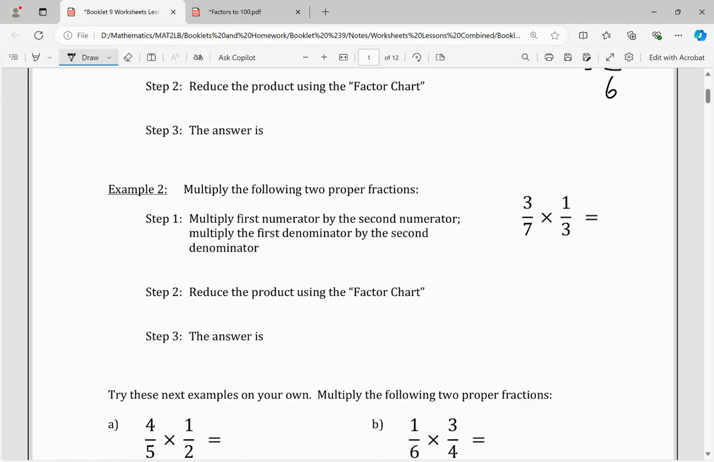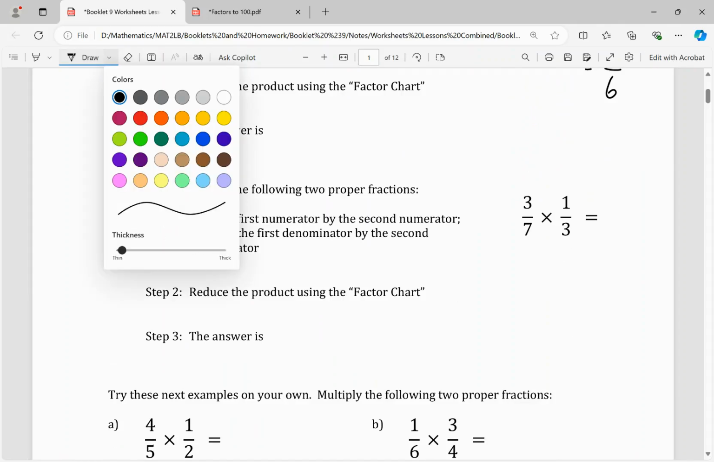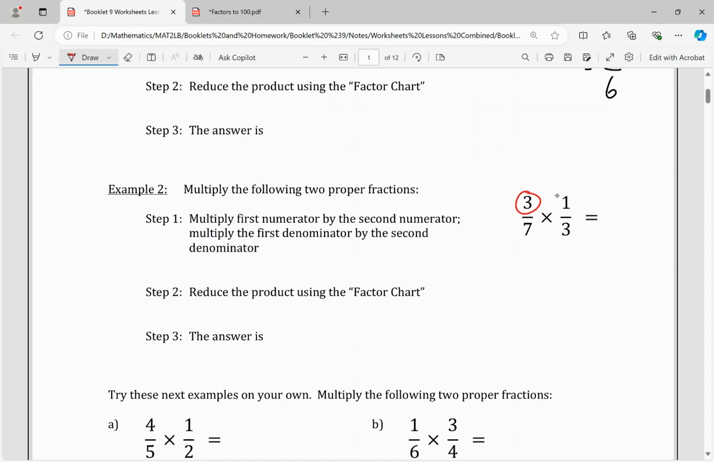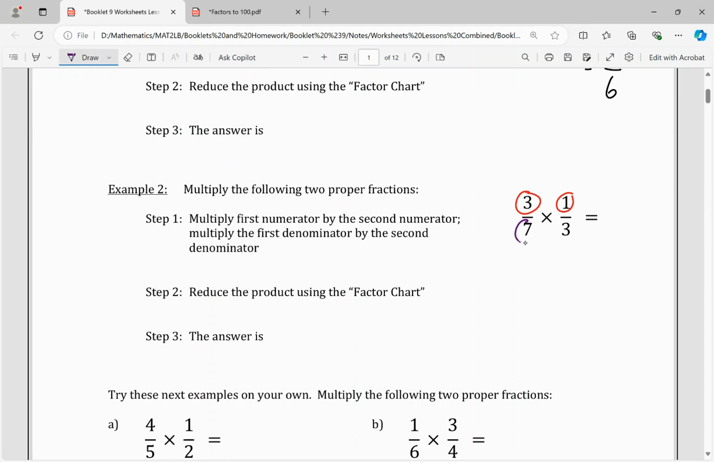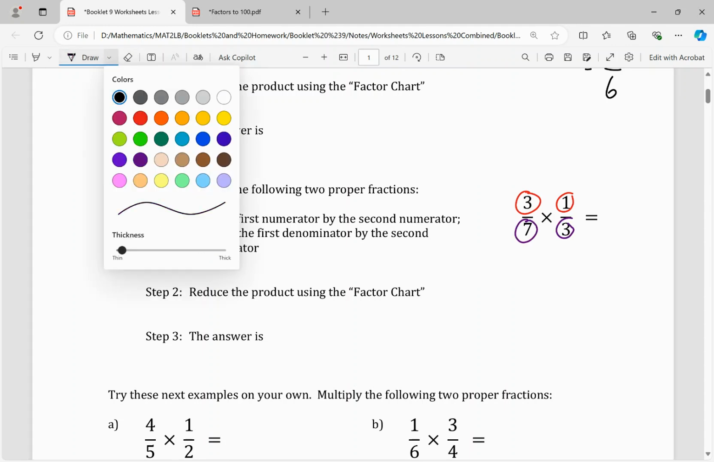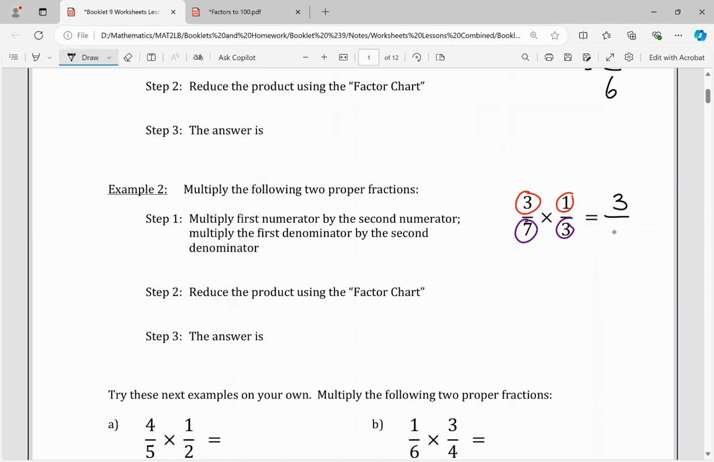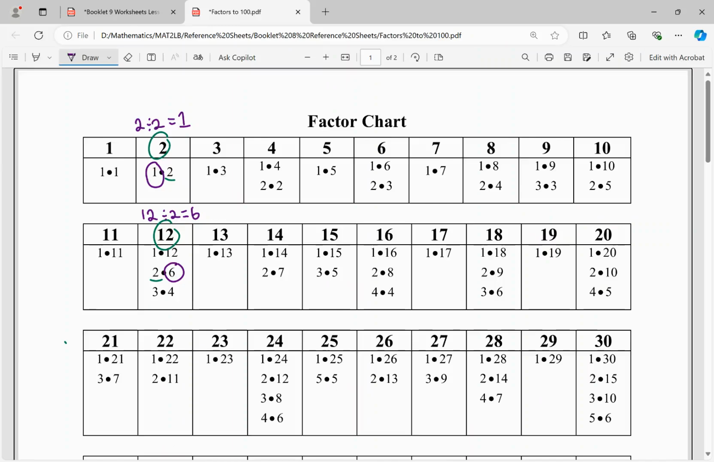Now, let's try that again for the second example. We're multiplying 3 over 7 and 1 over 3. Remember, your numerators stick together. We're going to multiply the 3 and the 1, and your denominators stick together when multiplying. We're going to multiply the 7 and the 3. Now, 3 times 1 gives me 3, and 7 times 3 gives me 21. Before I'm done, I make sure to simplify my answer, 3 over 21.